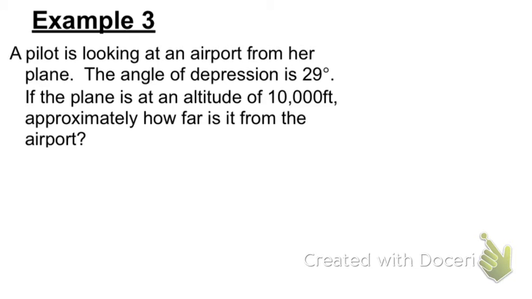Example 3. A pilot is looking at an airport from her plane. The angle of depression is 29 degrees. If the plane is at an altitude of 10,000 feet, approximately how far is it from the airport? First steps on the story problem are going to be what, guys? Draw and underline the information. What's the information we need to underline here? Angle of depression is 29 degrees. Altitude of 10,000 feet. How far is it from the airport? And it's approximate.